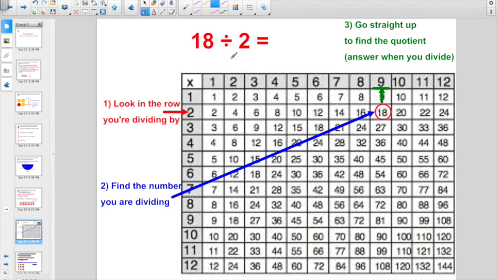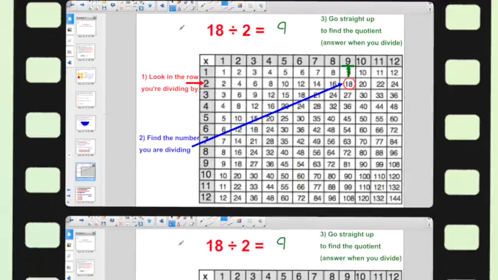If you are still fuzzy about this and don't have your facts all memorized, go ahead and look on your multiplication chart in your agenda or in your math folder. You start off by looking in the row you're dividing by. We were dividing by 2, so I want to look in the 2 row. Find the number you're dividing, 18, and then go straight up to find your quotient, just like we said on that other page. 18 divided by 2 is 9, because 9 times 2 is 18.